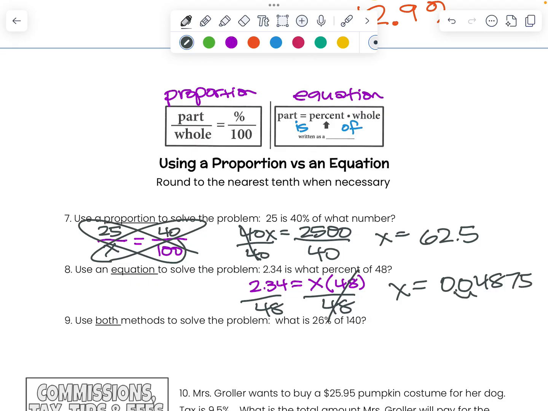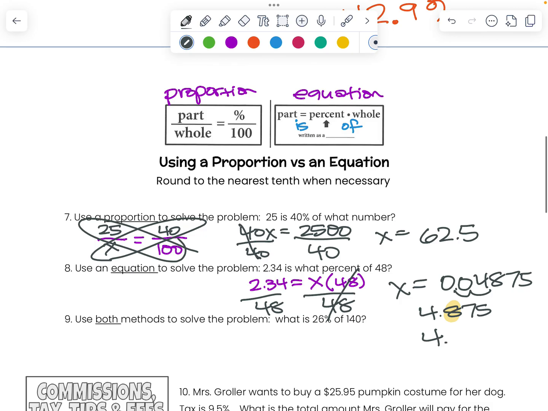So I'm going to move this over and get 4.875, but we're rounding to the tenth spot. So I'm going to write 4.9%. Ta-da.